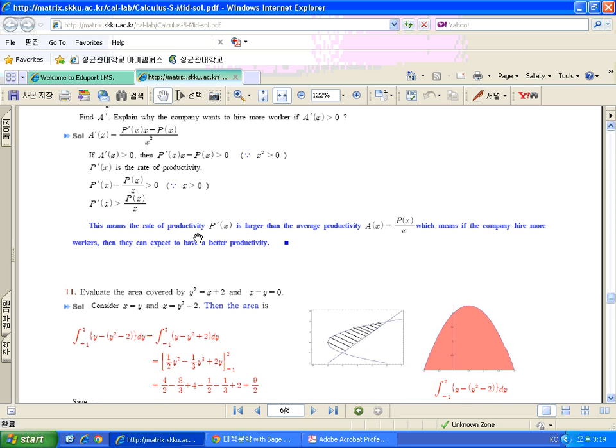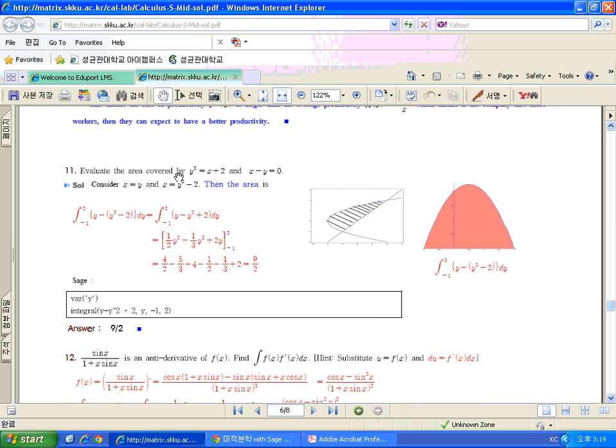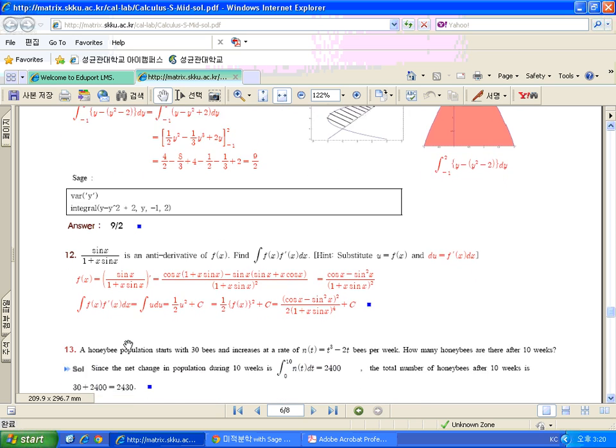this differential calculus. And also evaluate the area covered by those two functions, actually this area, which can be found in this equation. If you can easily find the points where those two meet, and integrate from -1 to 2 of the upper one minus the lower one, y minus y squared minus 2 dy, it gives us 9 over 2 as the answer.